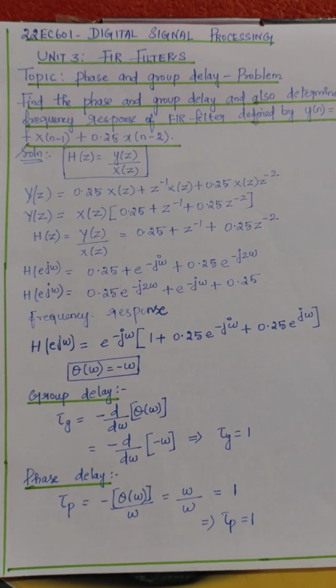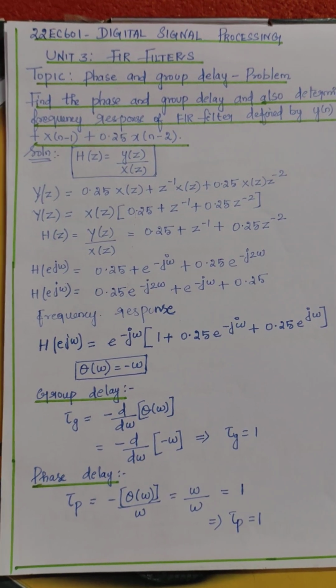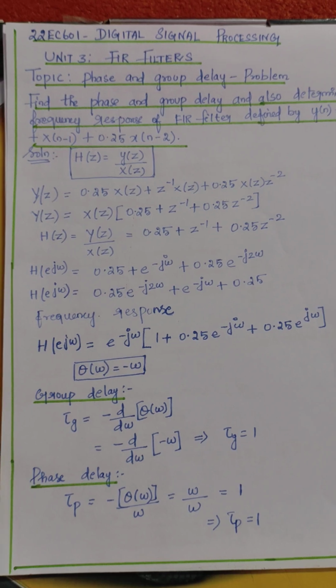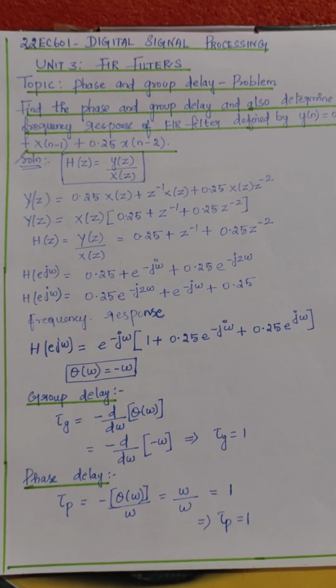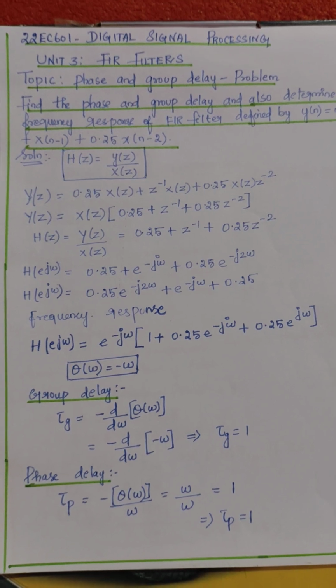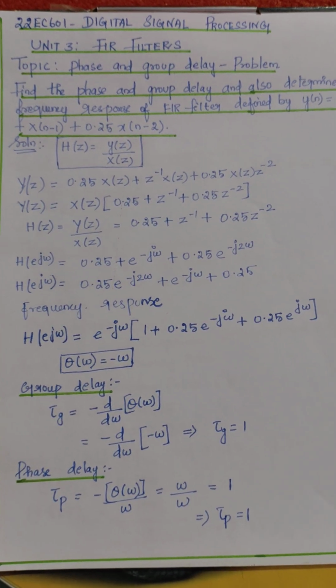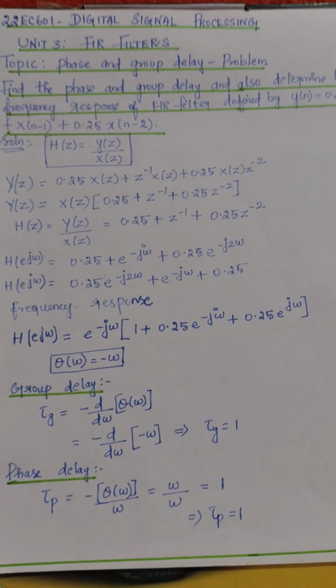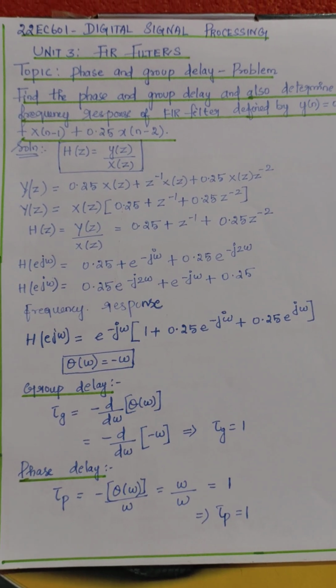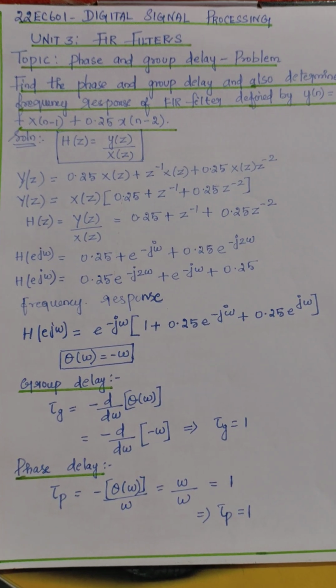Next we will see the phase delay. Tau p is equal to minus theta of omega by omega, and theta of omega is minus omega. So minus minus is plus, omega divided by omega gets cancelled, therefore 1. Therefore tau p is equal to 1. This is the phase delay. So we have calculated the group delay and the phase delay.